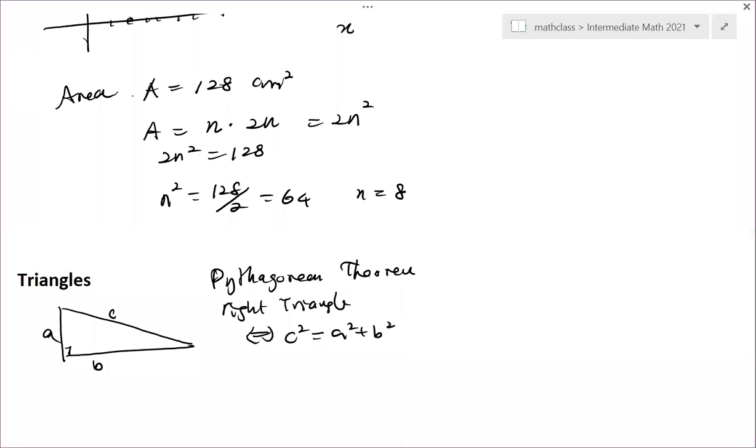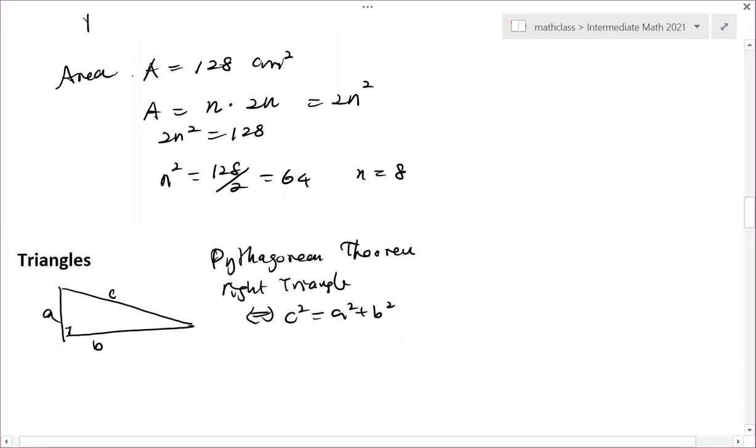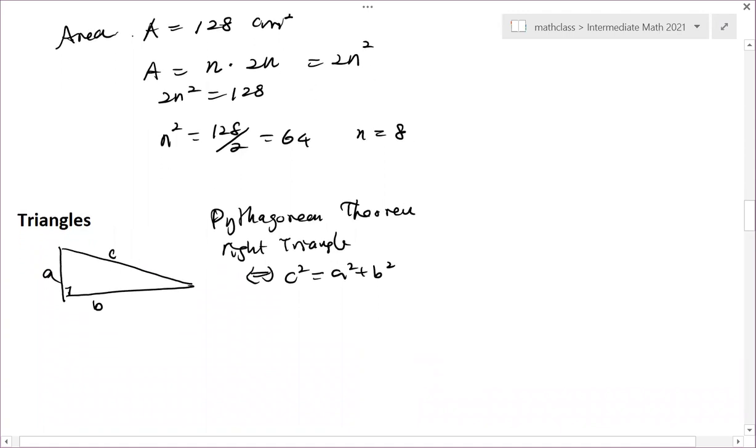In mathematics, it's simple. c squared equals a squared plus b squared, and conversely, c squared equals a squared plus b squared implies it is a right triangle. So it goes both ways. And then there are some special triangles. The special triangle here has a 30-degree and a 60-degree angle, and here's the 90-degree angle.